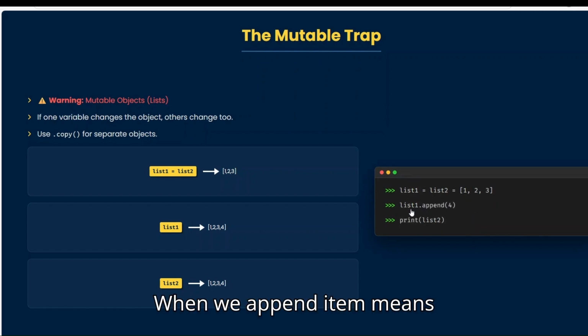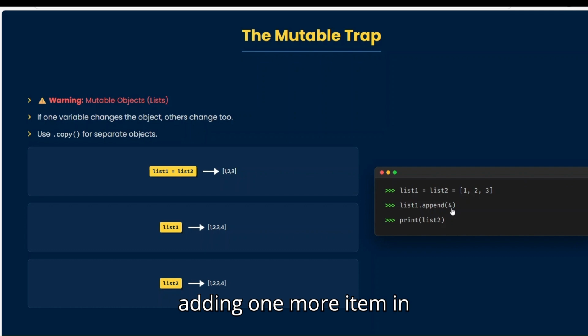When we append an item, meaning adding one more item to list 1, list 1 will get the elements 1, 2, 3 and 4. So appending 4 to list 1, the change appears in list 2 also, because the same object is referred to by both list 1 and list 2.